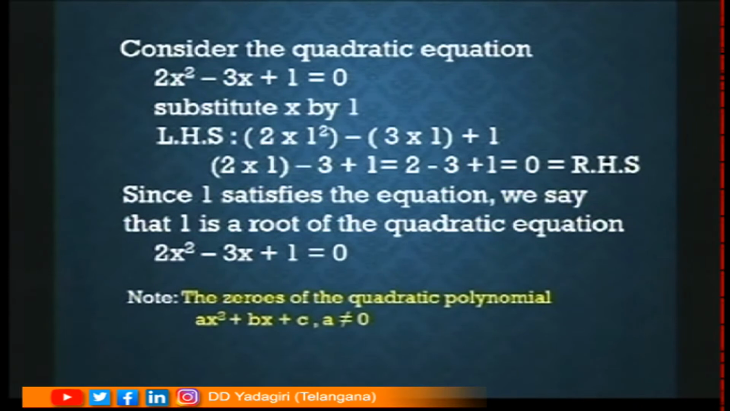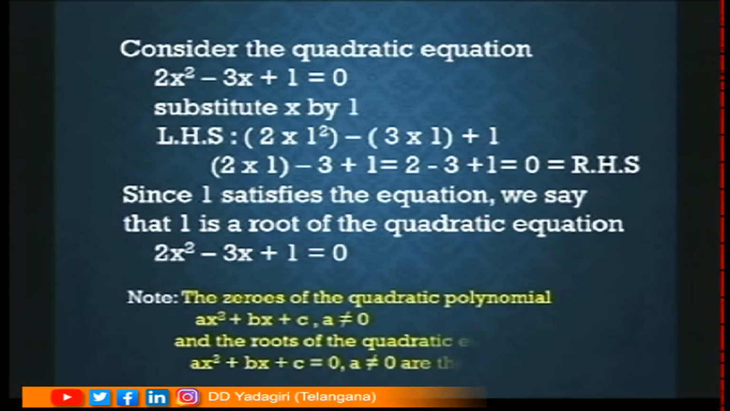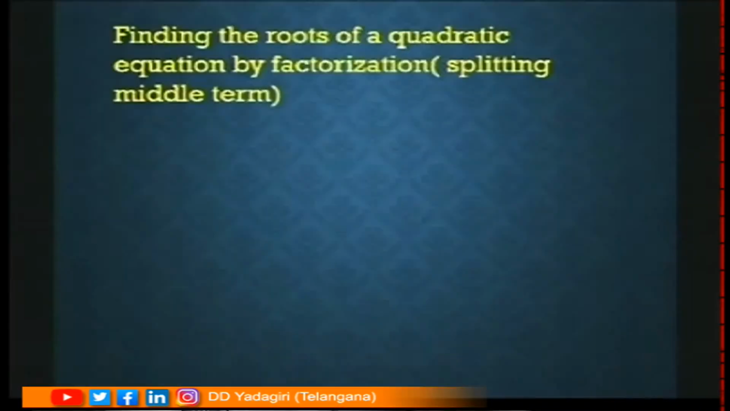Now, children, please make a note that the zeros of the quadratic polynomial ax square plus bx plus c, where a is not equal to 0, and the roots of the quadratic equation ax square plus bx plus c is equal to 0, where a is not equal to 0, are the same, which means zeros of a quadratic polynomial or the roots of a quadratic equation, both are same. Now let's try to find the roots of a quadratic equation by factorization, that is splitting the middle term, which you have learnt in your previous class.